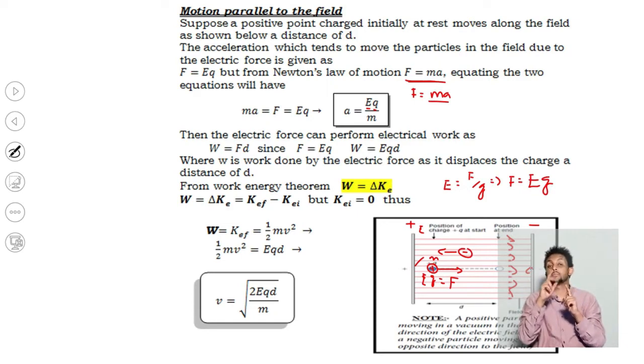And it can be given from the work energy concept, so the work energy theorem can be expressed using this: v equals the square root of 2EQd over m, where E is the electric field, Q the charge, and d the distance between the two plates. Okay, this is the final velocity of the charged particle as it strikes the other plate.